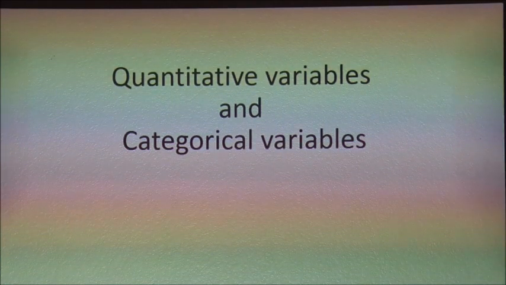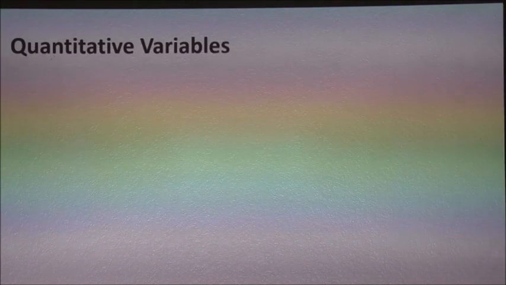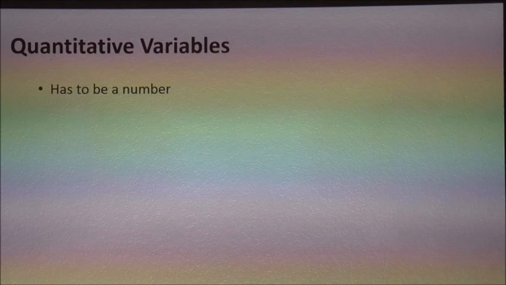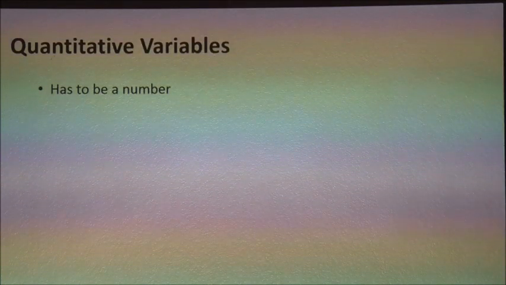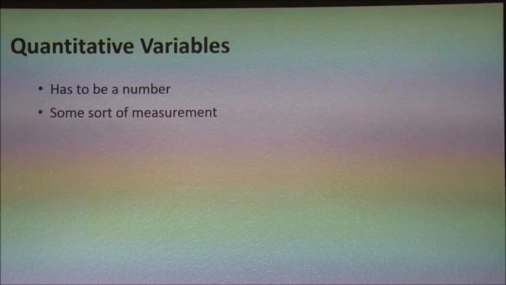What we're going to go over today is quantitative variables and categorical variables and how they differ from each other. So let's first start with quantitative variables. Quantitative variables are always going to be a number. If it's not a number, it's for sure not a quantitative variable. It also is going to be some sort of a measurement.